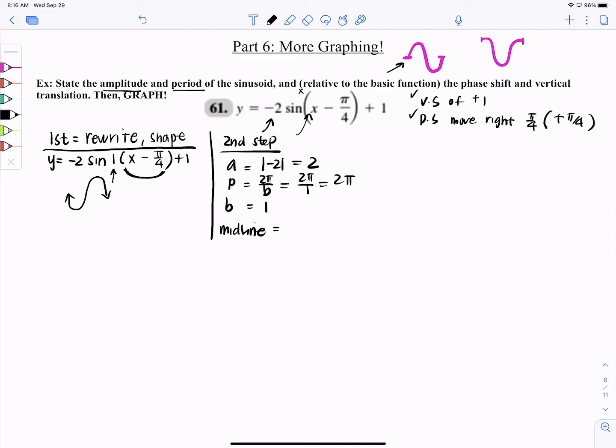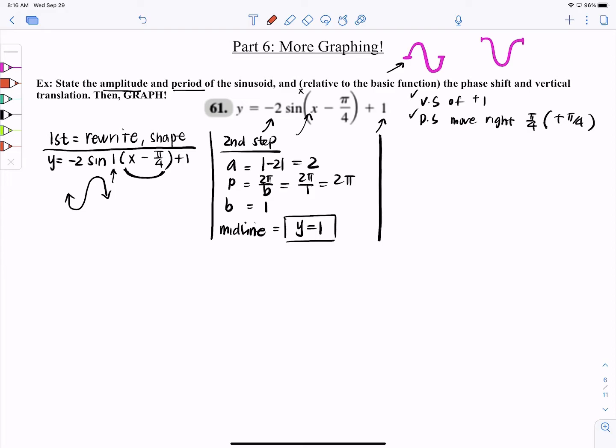Now, the midline is the vertical shift, right? This guy here. So the midline is y equals 1. It's a line, so we say y equals 1. Everyone okay with that? Okay, that's step 2. So we've already listed our vertical shift and phase shift, and you can include all of this into the second step, okay? All right, now let's do our third step.